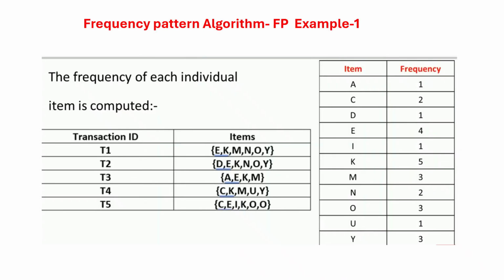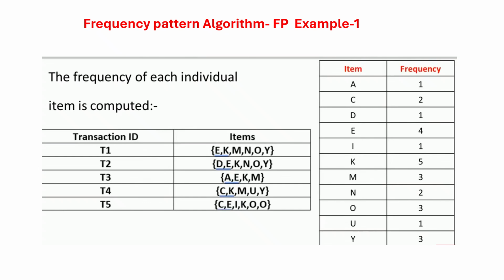So, a frequent pattern algorithm example. We'll discuss one example for the frequent pattern algorithm. Consider the number of transactions in the database is 5: transaction IDs T1, T2, T3, T4, T5. Each transaction has a number of item sets.